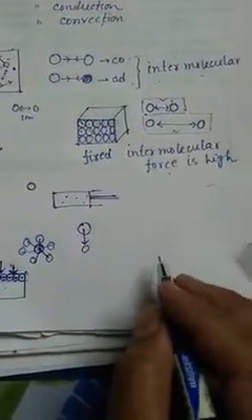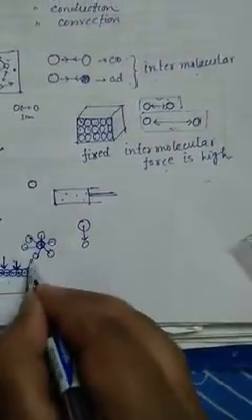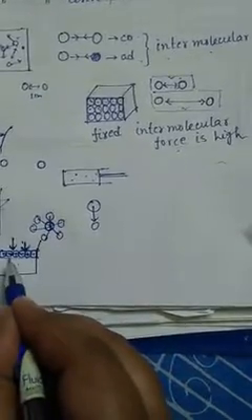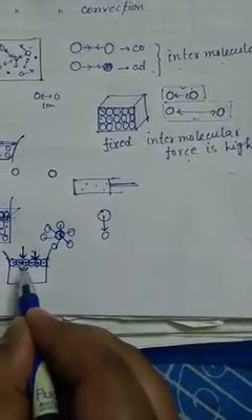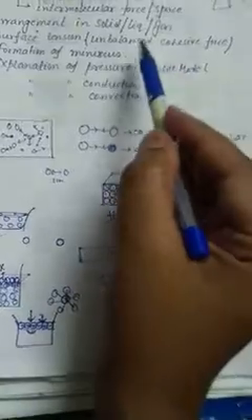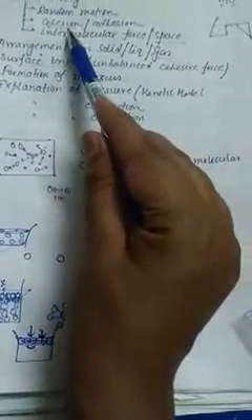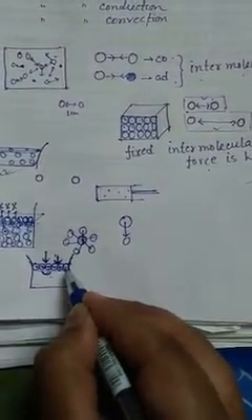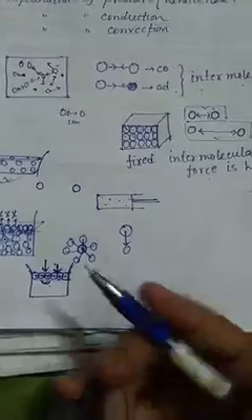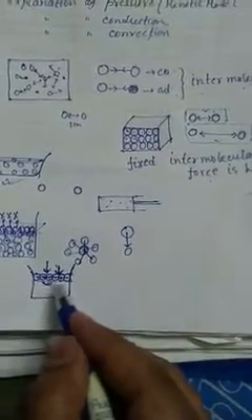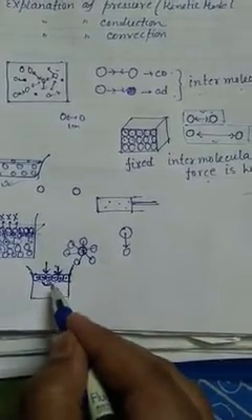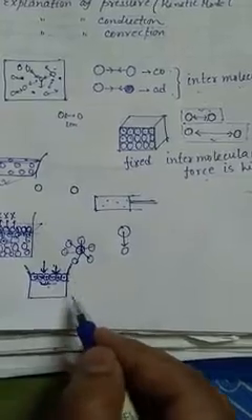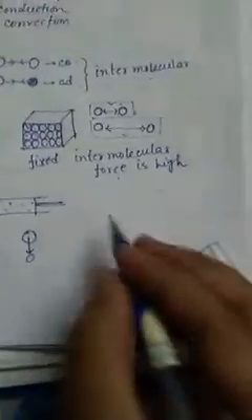Before starting the meniscus, just look here. The force acting between two molecules is known as cohesion. And the force acting between the wall of the container and the molecule is adhesion. Right, so two types of forces are acting here: one is cohesion and another one is adhesion. Okay, now let's talk about the meniscus.